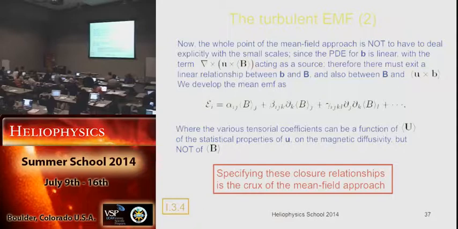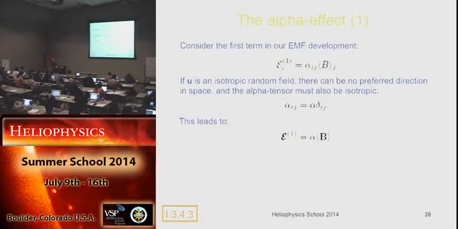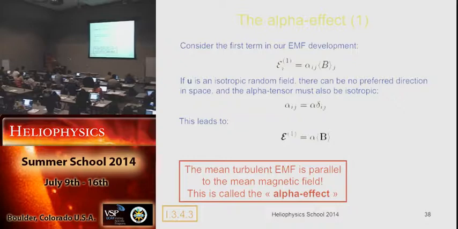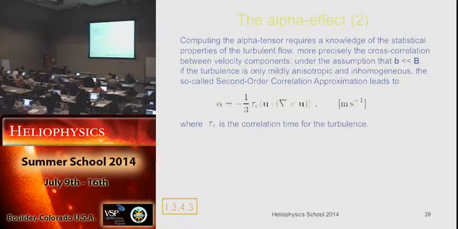So the first term looks this way, and if you have almost isotropic turbulence, then the tensor has to be isotropic. It ends up being a scalar. And what this is basically expressing is that for turbulence like that, the mean electromotive force is actually parallel, because this is a scalar, to the mean magnetic field. And this is precisely what we were showing with the rope in front of you guys before. That's the alpha effect.